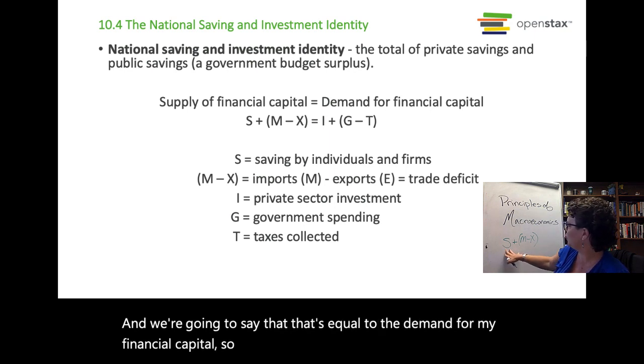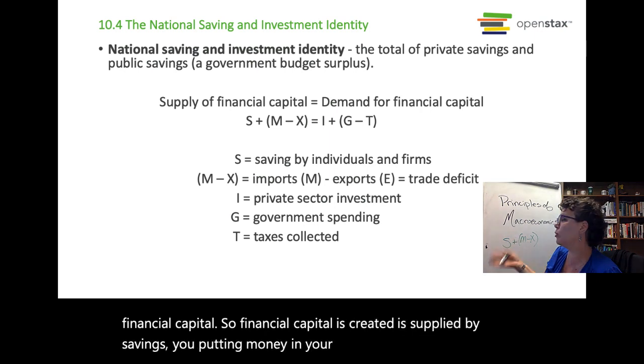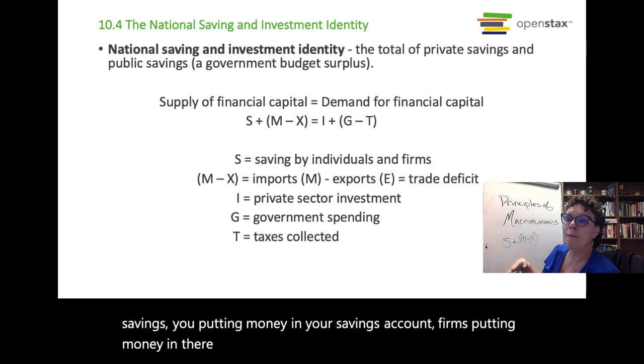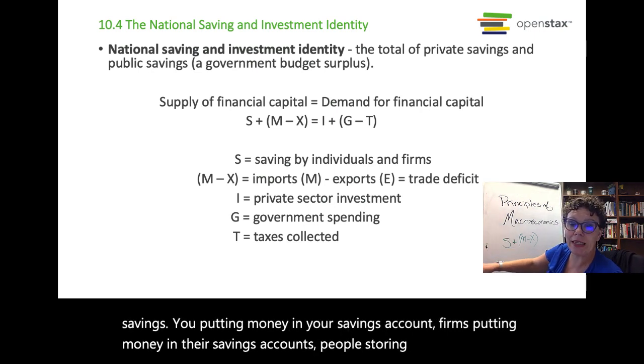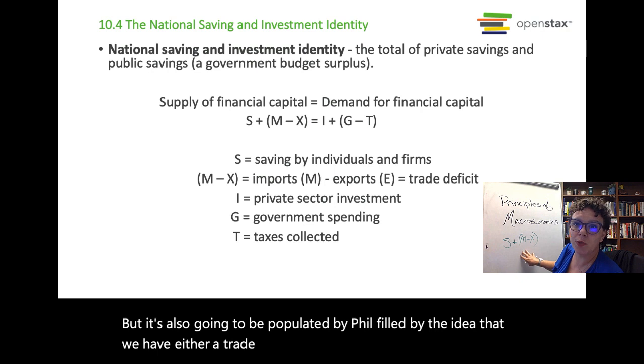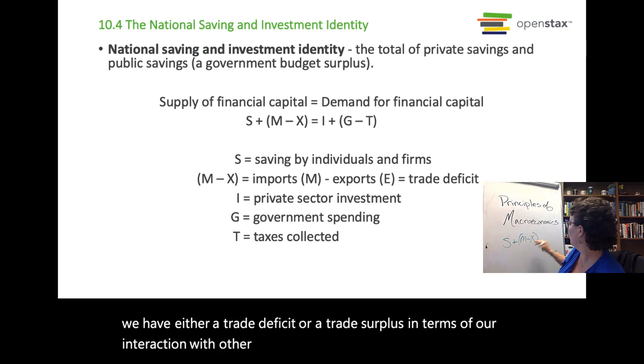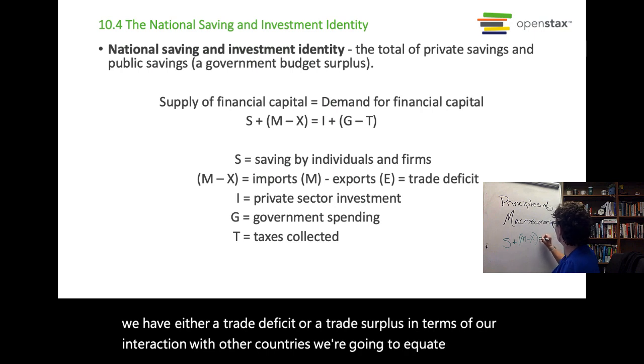So financial capital is supplied by savings, you putting money in your savings account, firms putting money in their savings accounts, people storing money in banks. But it's also going to be fulfilled by the idea that we have either a trade deficit or a trade surplus in terms of our interaction with other countries. We're going to equate that to our demand for financial capital.